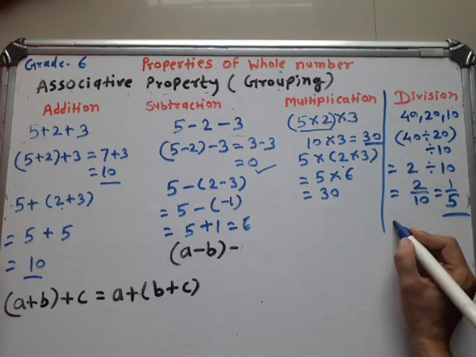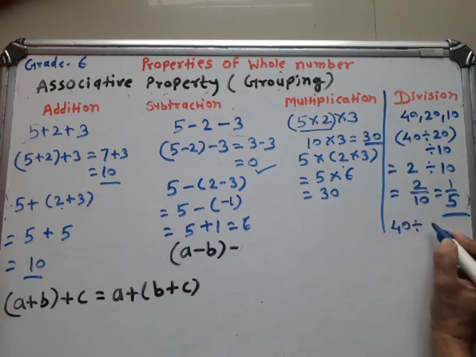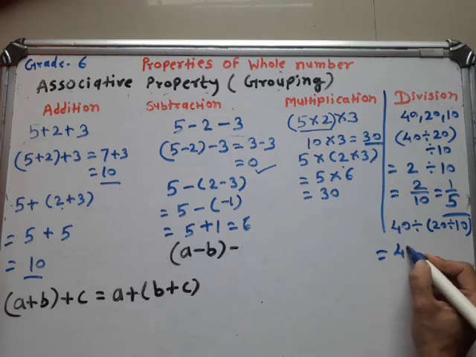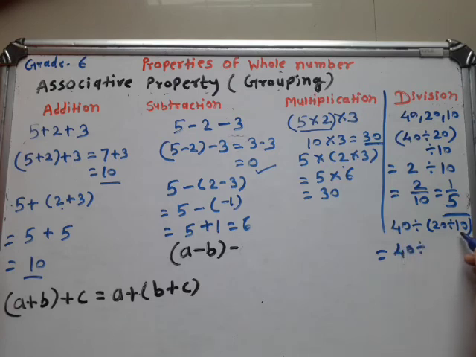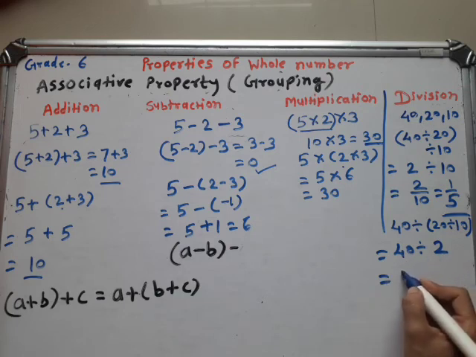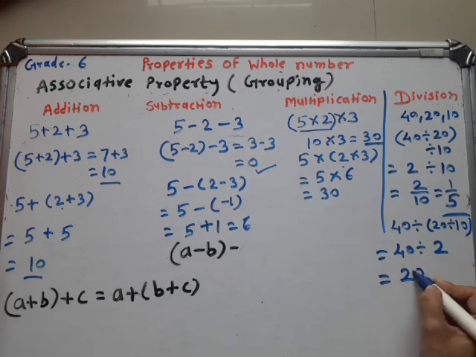Now we change the group. Suppose we take 40 outside, divided by 20 divided by 10. Then what is your answer? 20 divided by 10. 10 twos are 20. Okay. 40 divided by 2, 2 twenties are 40. Here we get the answer 20, which means the answer is different. So again, the associative property does not hold true for the division of whole numbers.